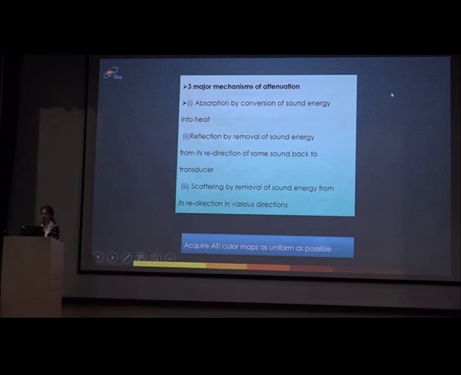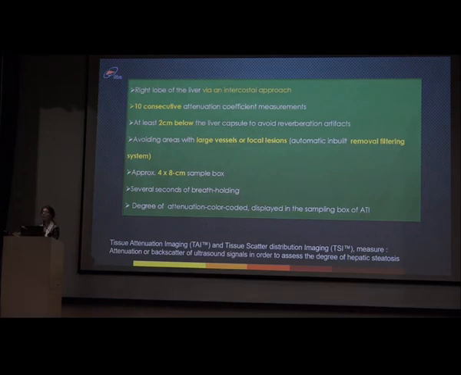These are 3 major mechanisms of attenuation. How it gets attenuated: you lose the energy into heat, you lose the energy into echoes coming back, and you lose energy into various directions as it scatters. So how do we do a scan? Exactly like you do a FibroScan when you do a CAP. So what do you do when you do an ATI?